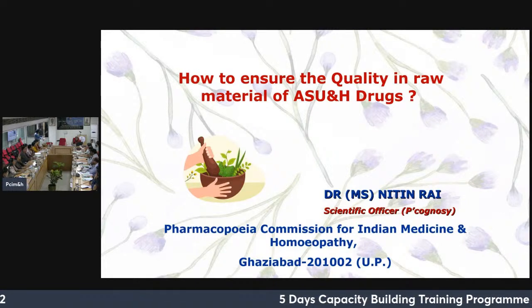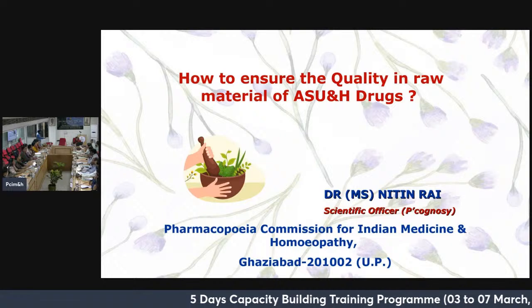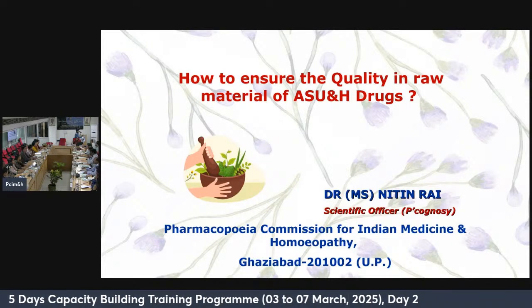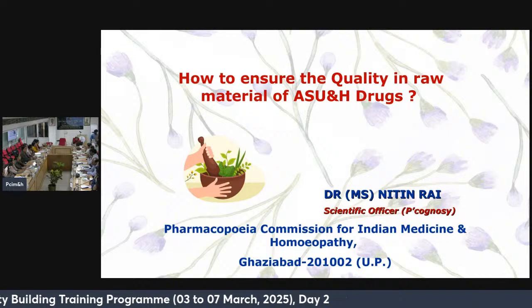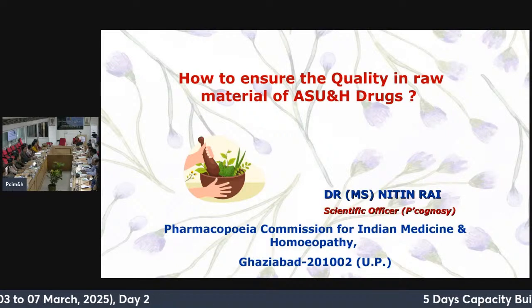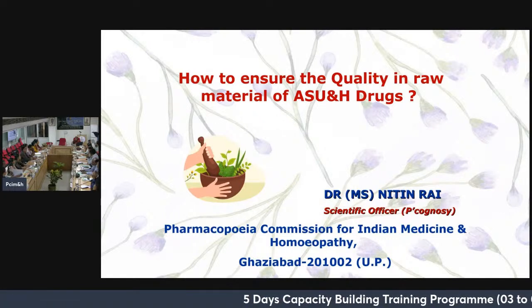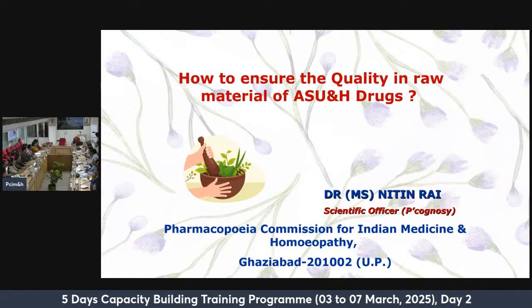Now, we all know that our systems are basically dependent on plant origin, animal origin, mineral, metal, chemical, and micro components under the homeopathic system. So 90% of our Indian system is dependent on herbal raw material. We are basically focused on the raw material.